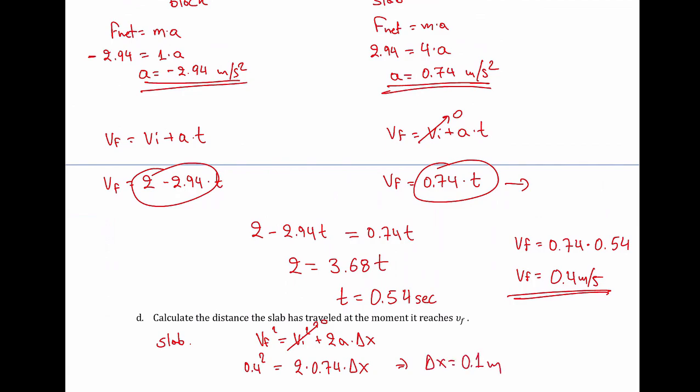Let me just verify my calculations. 0.4 to the power of 2, divided by 2, and then divided by 0.74, yes, 0.1 meters. Or maybe we can use the second law. Since we know the time, we could have used delta x is equal to v initial t plus 1 over 2 a t squared. We would find the same answer.